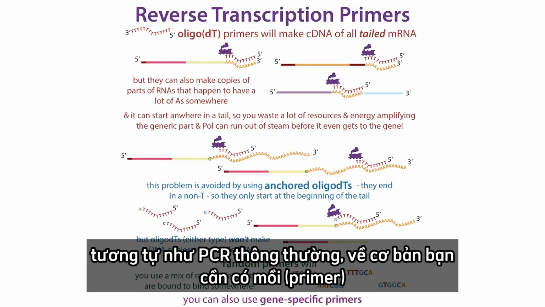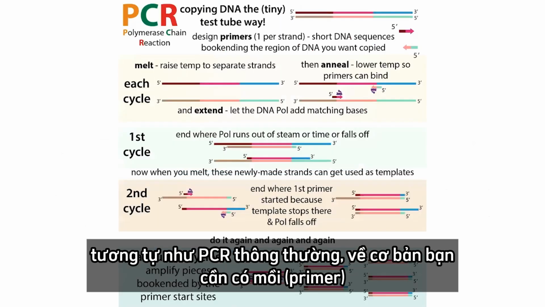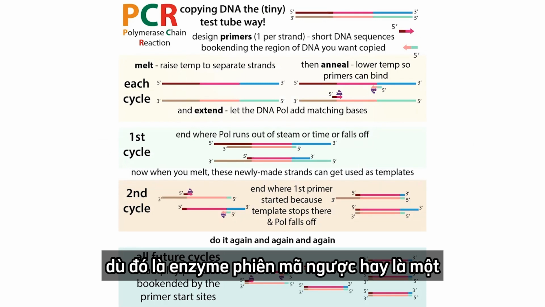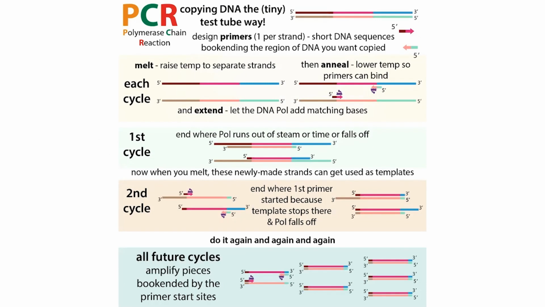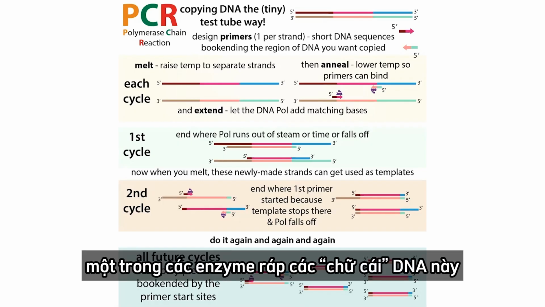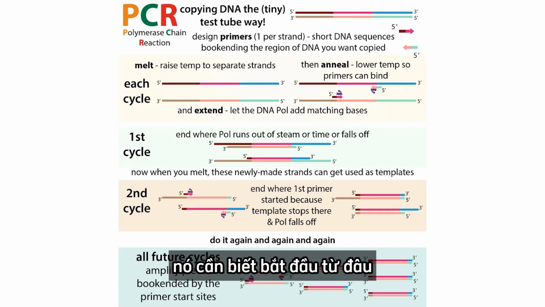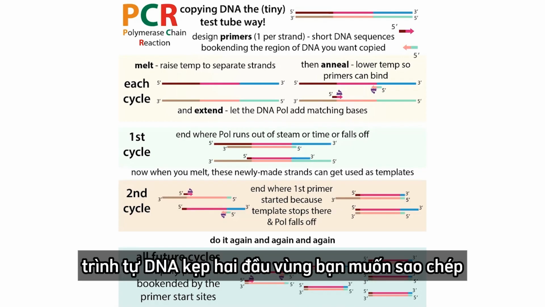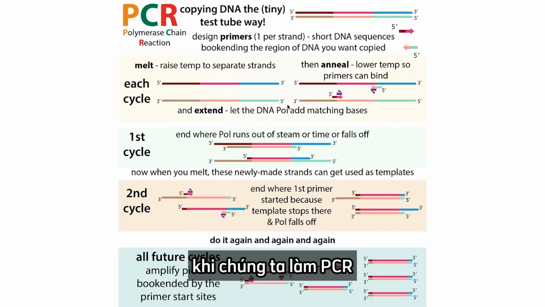So like normal PCR, where basically you have a primer, you have to tell this polymerase. Whether it's a reverse transcriptase or a DNA-dependent DNA polymerase, basically one of these enzymes is going to put together these DNA letters. It needs to know where to start. And so we specify where to start using primers, which are short DNA sequences that bookend the region that you want copied when we're doing things with PCR.